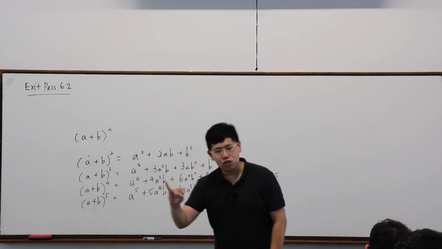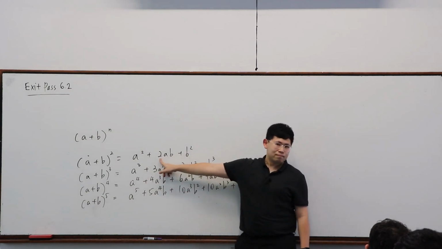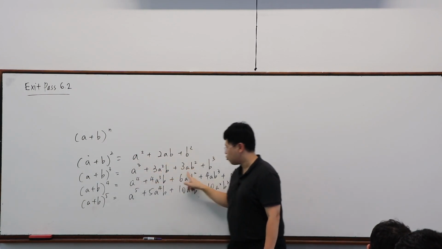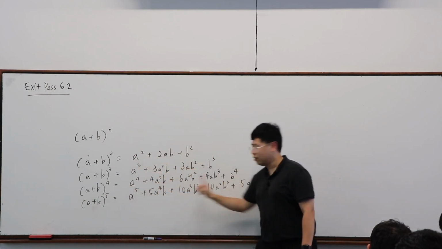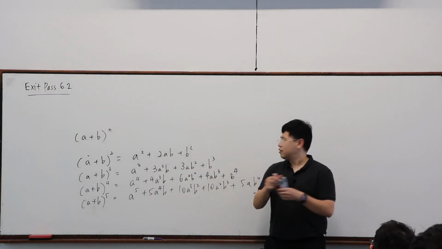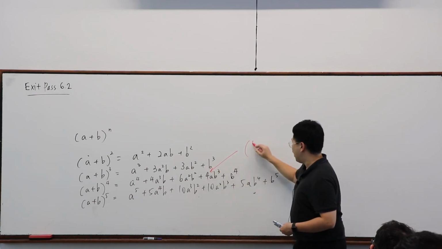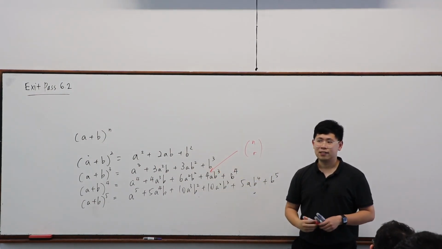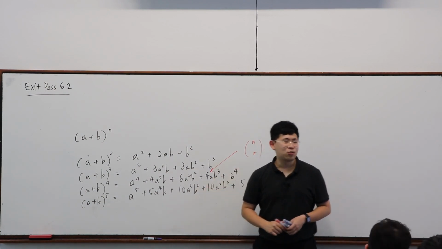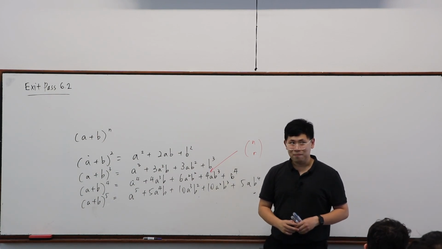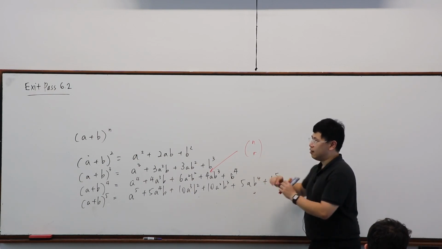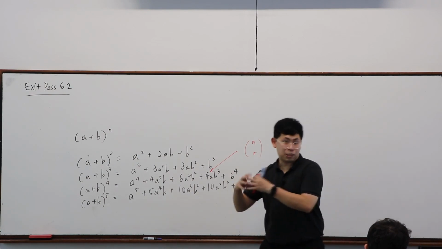Then the last observation is the coefficient: 1, 2, 1, 1, 3, 3, 1, 1, 4, 6, 4, 1, 1, 5, 10, 10, 5, 1. So this forms the Pascal triangle, and all these coefficients are your n choose r. So the binomial theorem is something we use to expand.